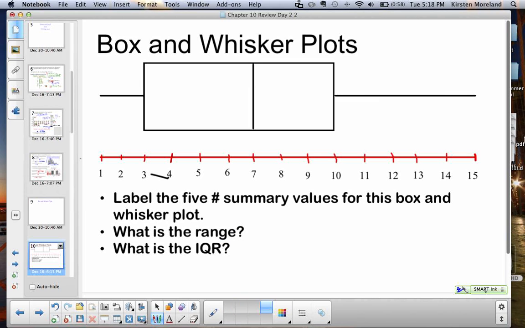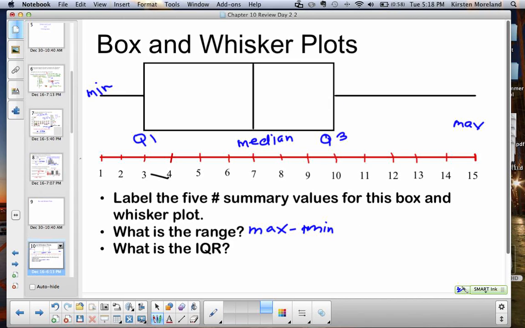Okay, so this is part 1 of your 5-number summary. It's the min. Then you have Q1, quartile 1. Then you have the median, Q3, and the max. So if I ever ask you to find the 5-number summary, you should be finding the min, Q1, median, Q3, and the max. Remember, the range is the maximum minus the minimum.